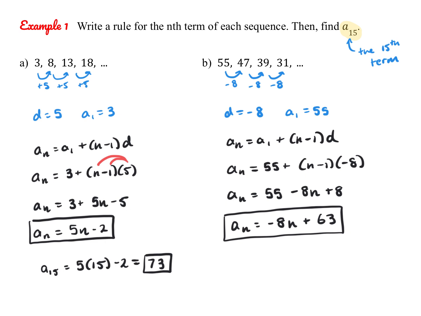All right, now let's use that to find the 15th term, or a sub 15. So negative 8 times 15 plus 63, and that gives us negative 57. So there you go. So just remember, it's super useful to be able to create a rule for a sequence, so then we can use that rule to find terms farther along in our sequence.